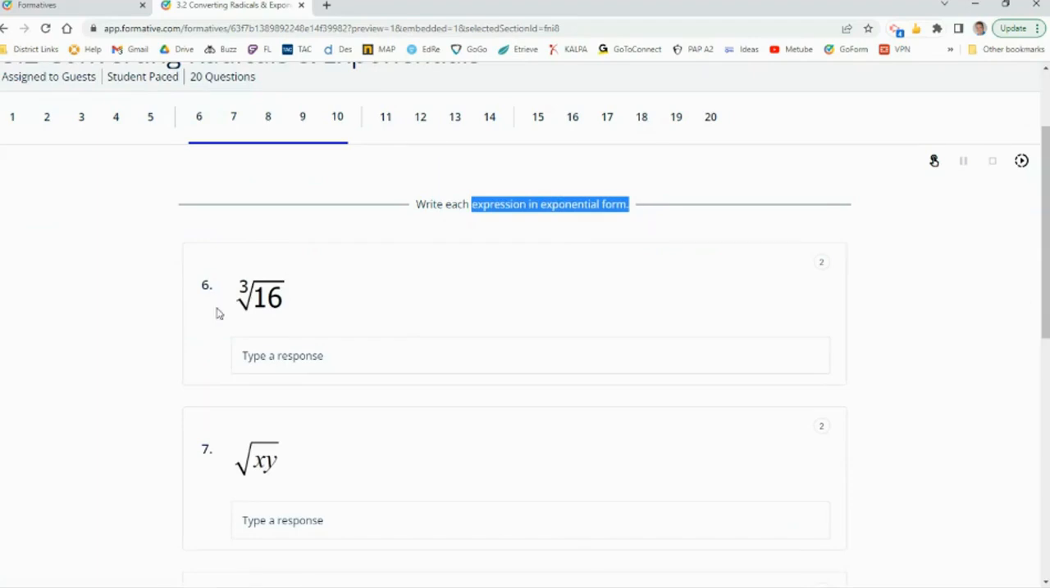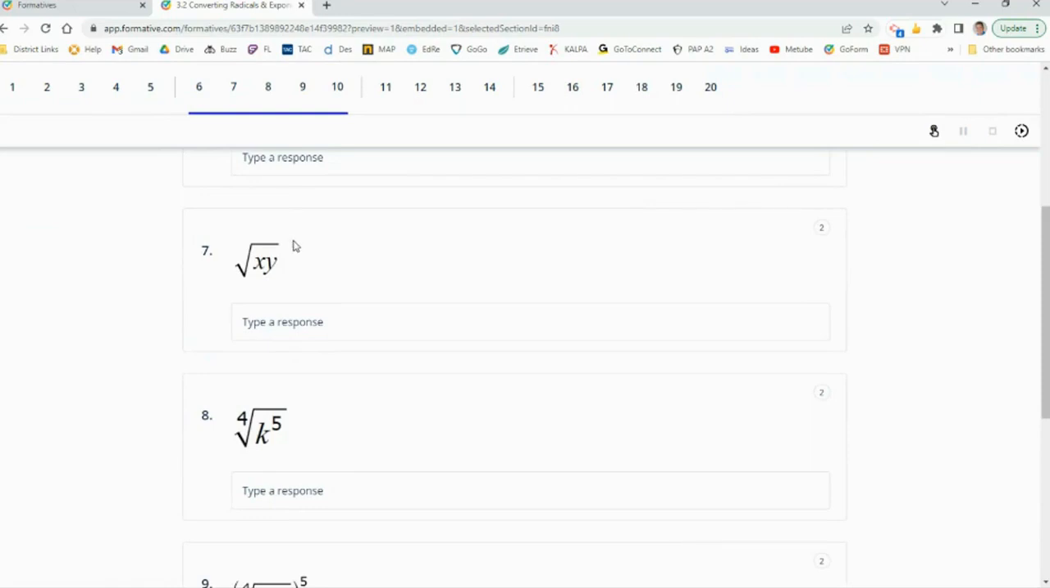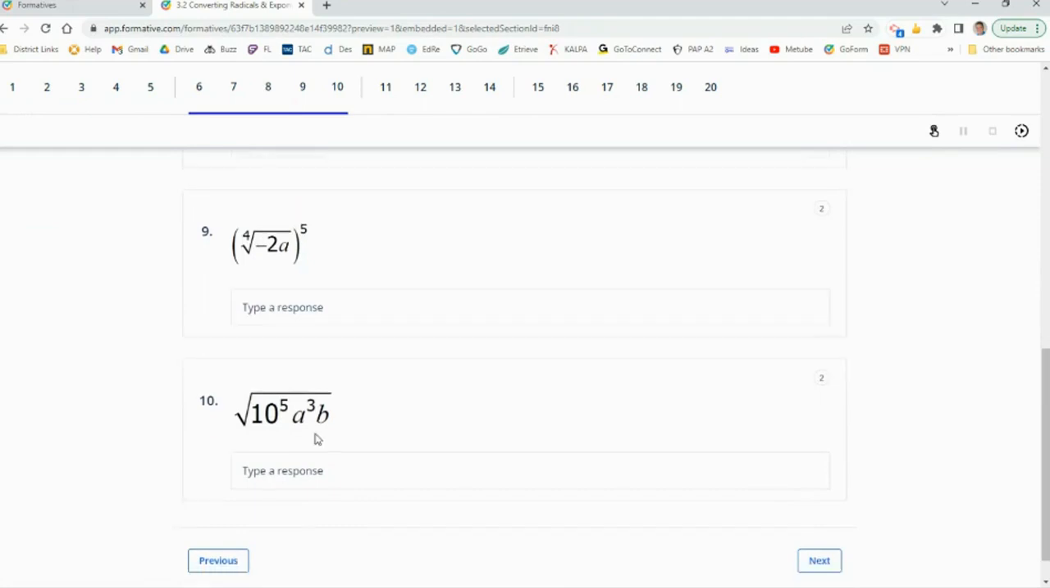You're just writing these with an exponent. 16 to what power would be the same as the cube root of 16? XY to what power would be the same as the square root of XY? Okay, so there's those problems there.